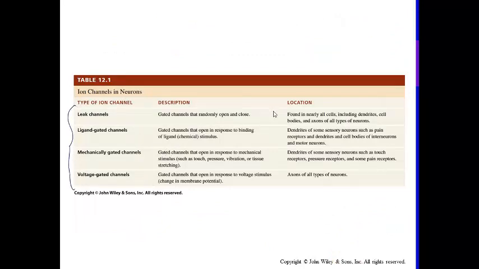As you can see, the leak channels randomly open and close. For instance, your sodium potassium leak channels randomly close and open. They are found in all cells, all of your cells have that, to help maintain membrane potential and to help with setting the resting membrane potential when needed. Now we also have ligand gated, mechanical gated, or voltage gated ones. These are mostly present in your neurons, so under more specific regulation.